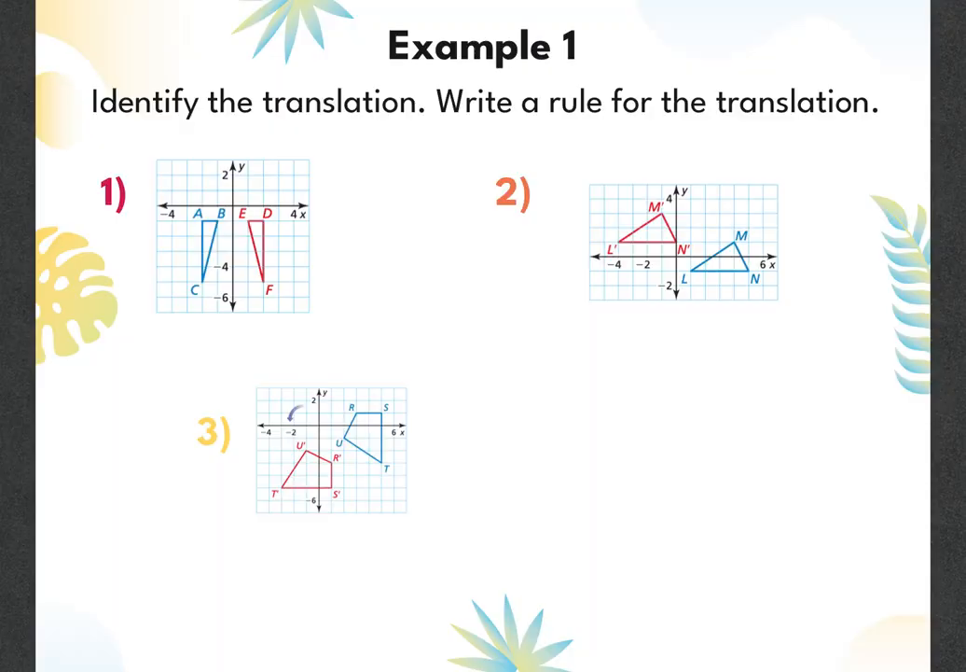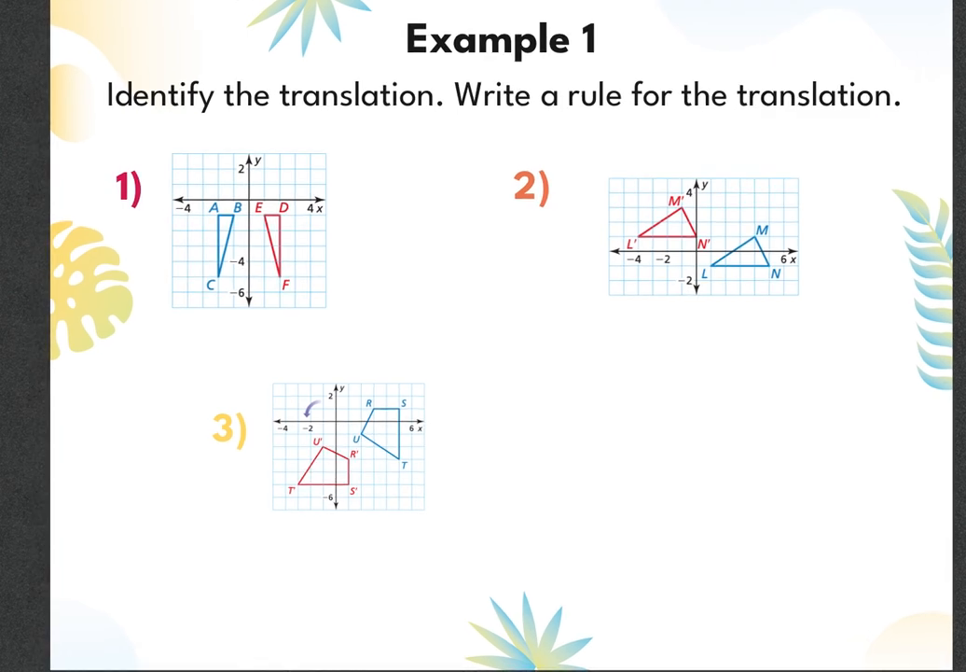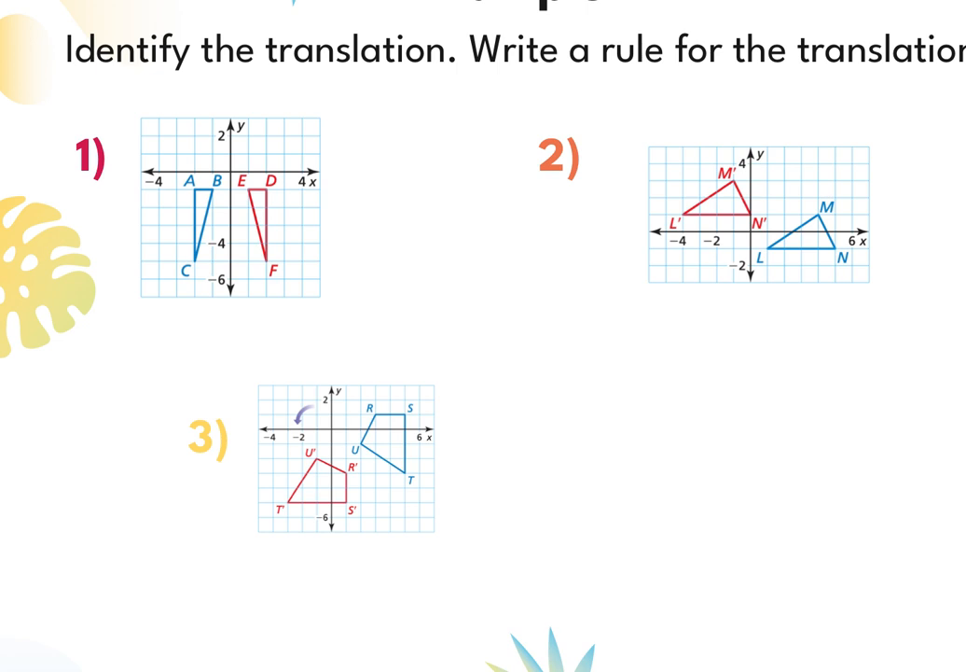All right, so really we just want to be able to identify the transformation and write the rule for the transformation. So for the first one, you want to look at your pre-image, which is the blue, and your image, which is the red, and see what happened here. If you're looking at 1, it was reflected over the y-axis. So this point flipped over to become here, this to here, and this to here. So this is a reflection, and it's over the y-axis.